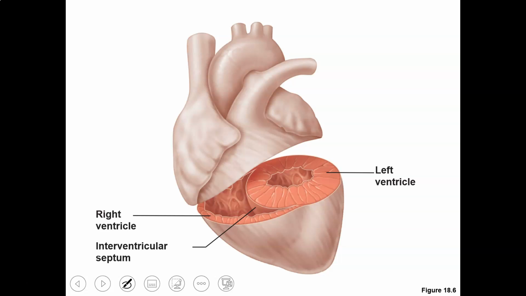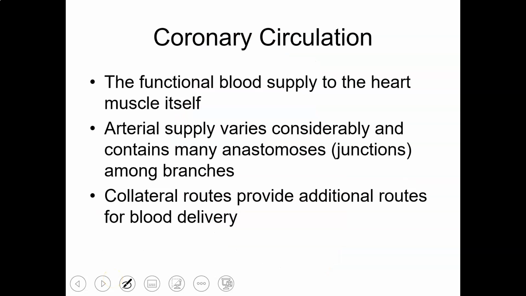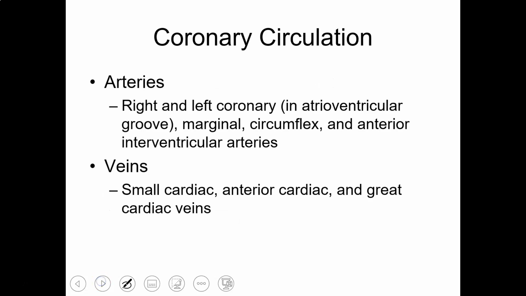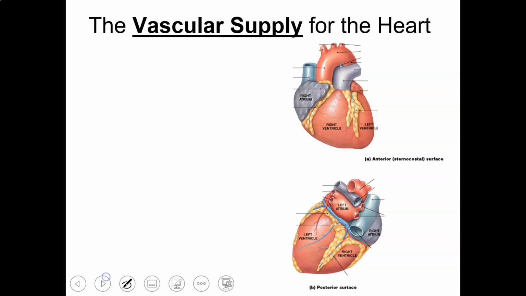Another view of that. Right and left ventricle. The heart's also pumping blood to itself. This is called coronary circulation. On the right, arteries and veins here. The arteries include the right and left coronary arteries, marginal, circumflex, anterior interventricular. Veins, cardiac veins. Let's look at some of them.